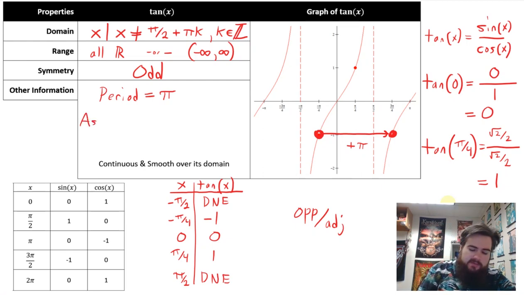That is just a distance of pi, which means the period of tangent is just pi. It does, though, have asymptotes, as established earlier, at pi halves plus pi k.